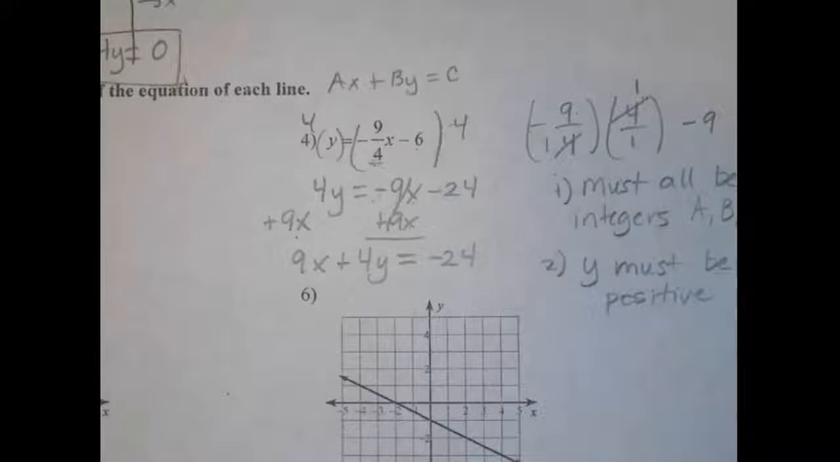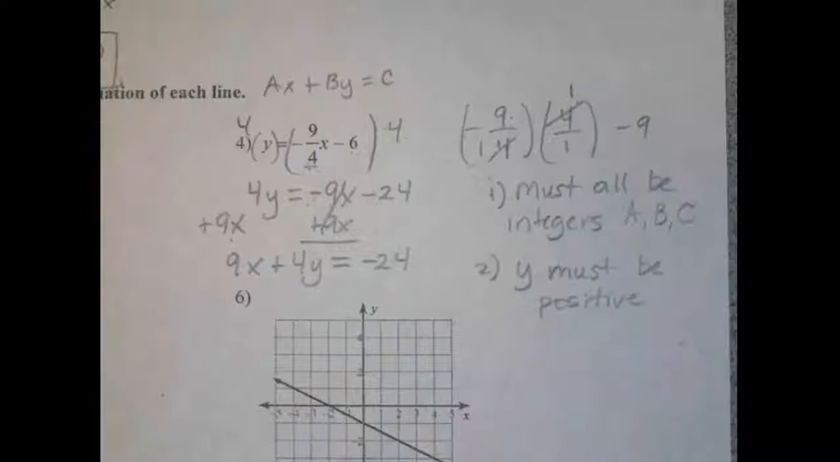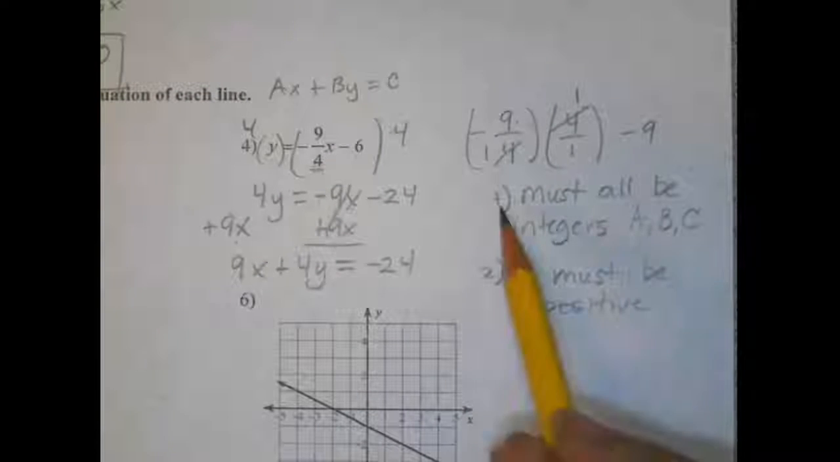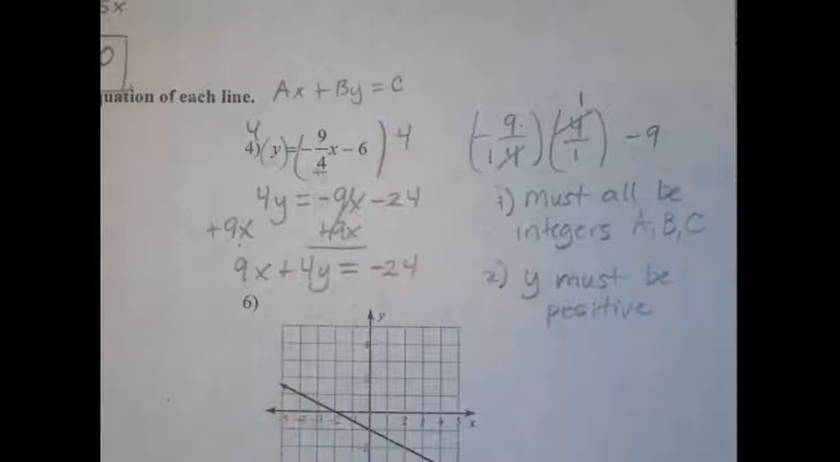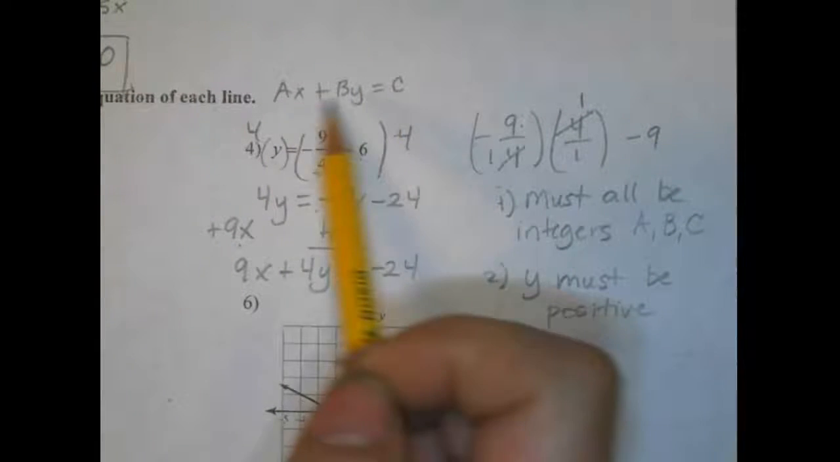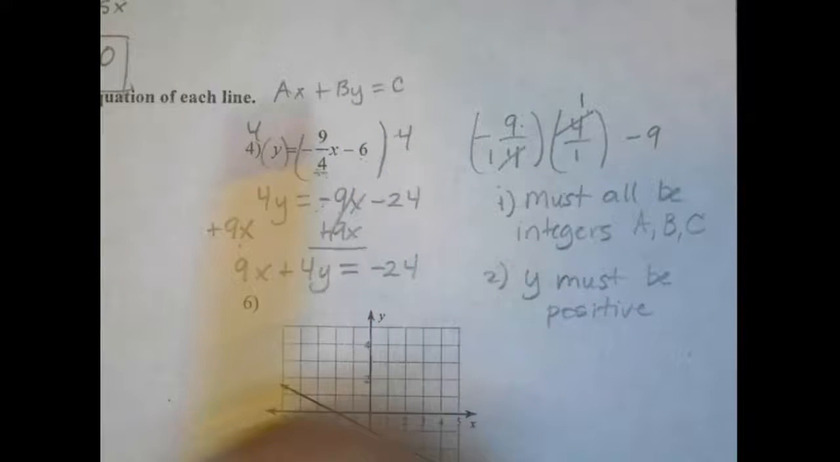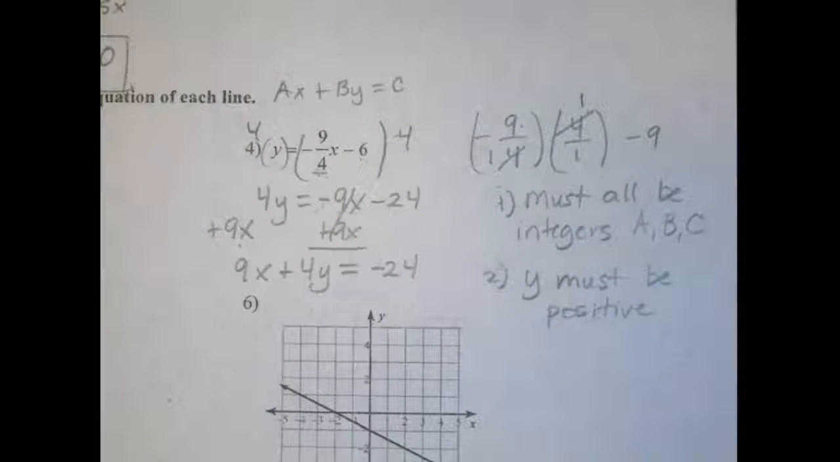Now this right here is some good notes. You have a test on Thursday. Where do you think this should be? In your notebook or on a note card? Let's start writing up note cards. In fact, I'm going to hand some out. So these two things: A, B, and C have to be whole numbers, and y must be positive. And that's my standard form. Okay? C can be negative, A can be negative, but B has to be positive, and they must all be whole numbers.